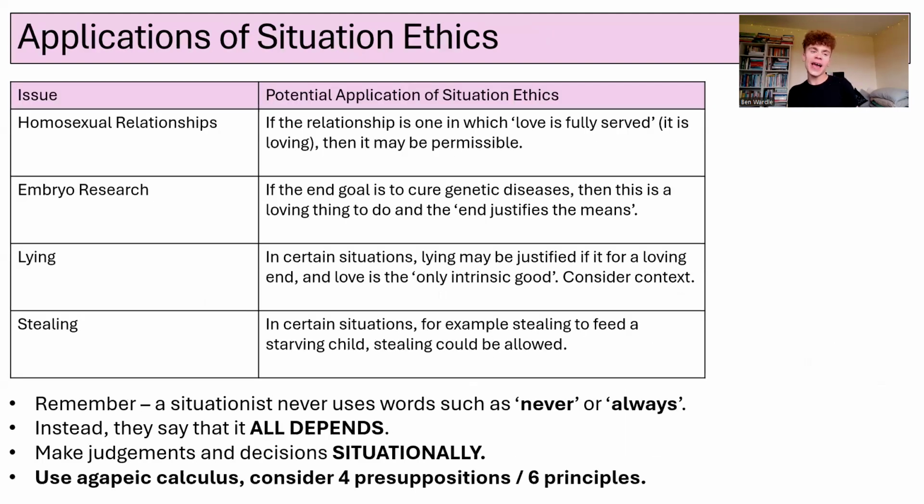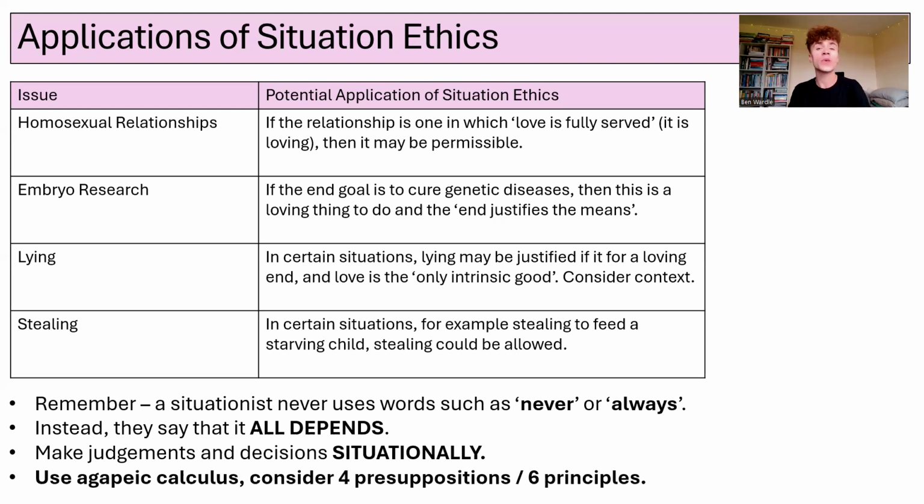So let's have a look at some applications, shall we, of situation ethics. And remember, a situationist never prescribes what is going to be right and what is going to be wrong. They're always going to say, it all depends. It's about what is right in that unique situation for those unique individuals. So they never say to never do something. They never say to always do something. They say that it all depends. You should make judgments and decisions situationally. But let's have a look at some potential applications. Let's have a look at what situation ethics might have to say on some moral issues.